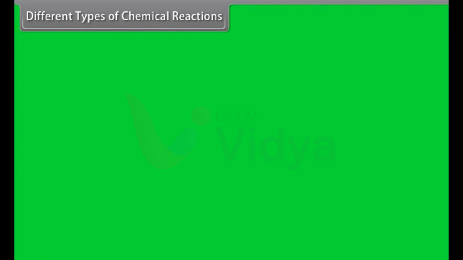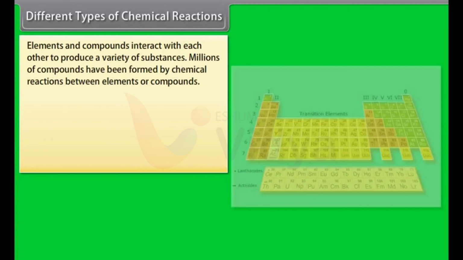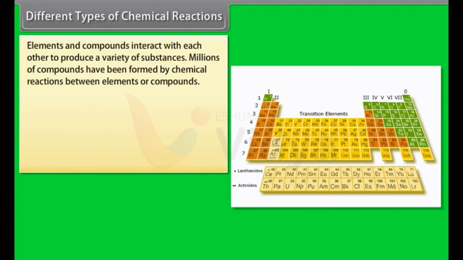Different types of chemical reactions. Elements and compounds interact with each other to produce a variety of substances. Millions of compounds have been formed by chemical reactions between elements or compounds.